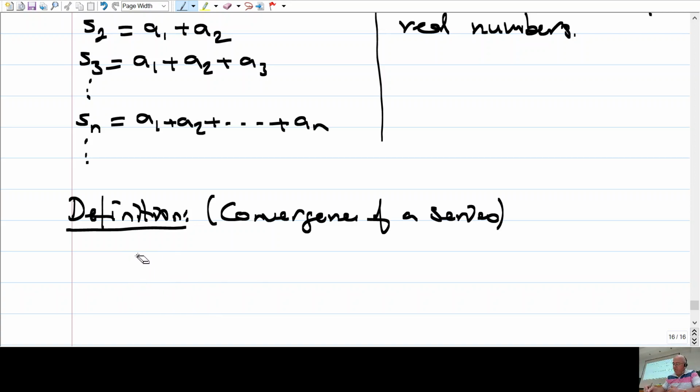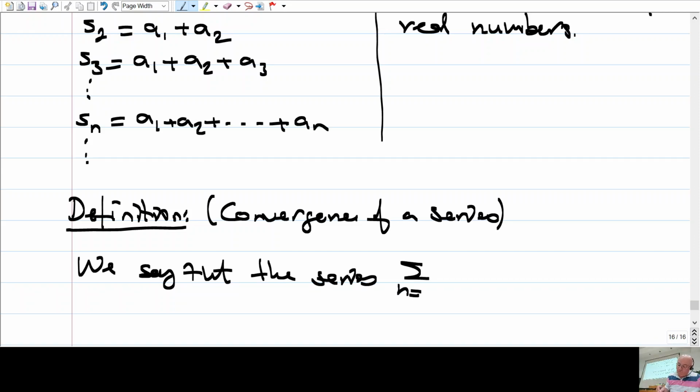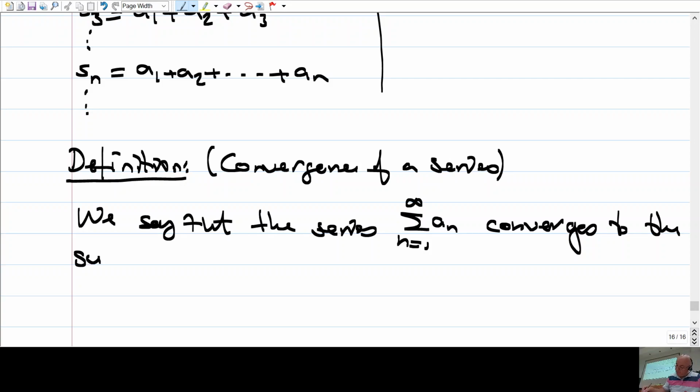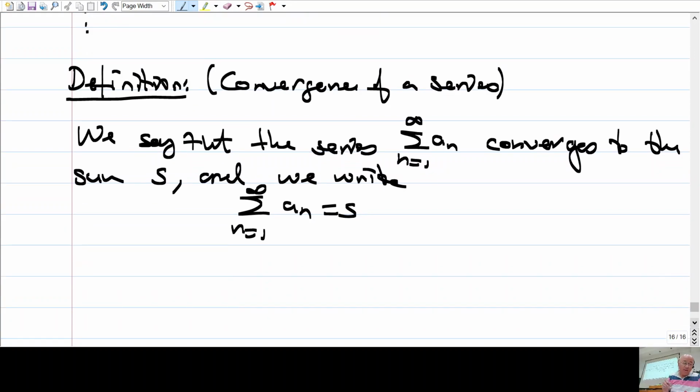And then using that sequence of partial sums, I define convergence of a series and so on. That's what I will do now. We say that the series sum from n equals 1 to infinity of a_n converges to the sum s, and we write sum from n equals 1 to infinity of a_n equals s, if the limit of the S_n's, this sequence of partial sums, is convergent to s, okay?